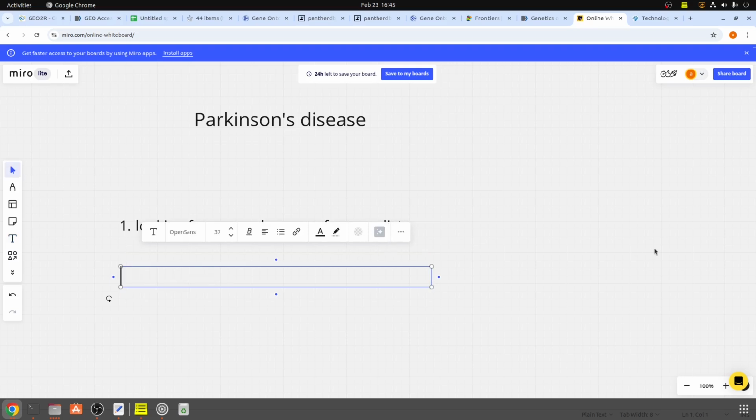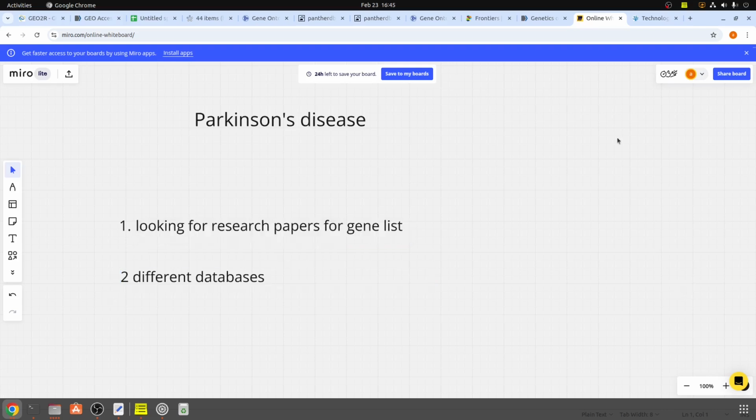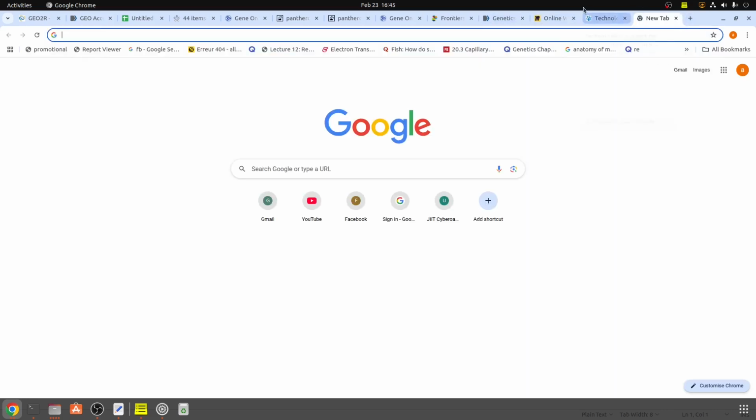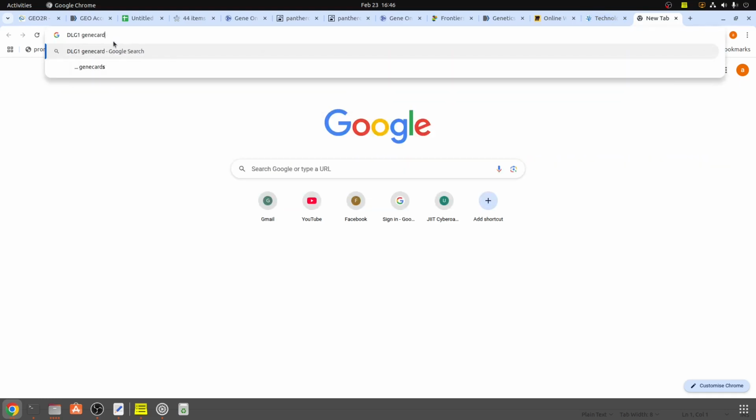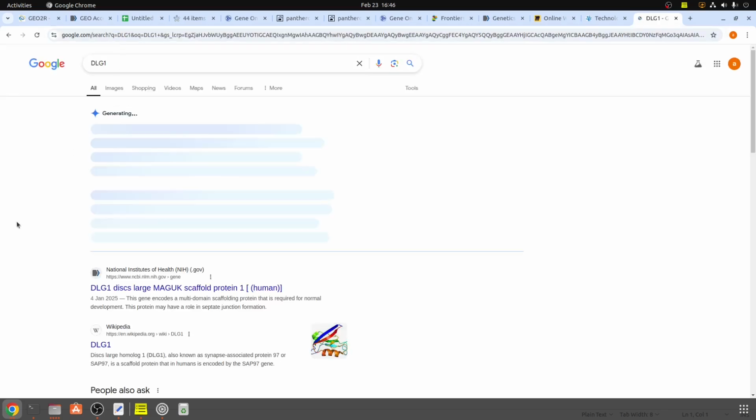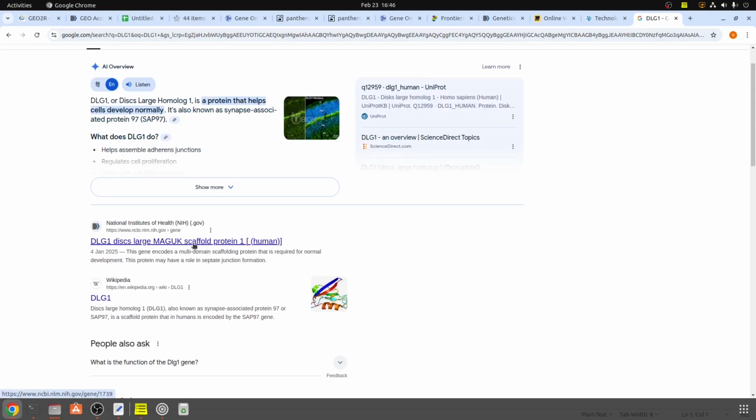Second is different databases. With the different databases, we have to find out the gene information, like whether that particular gene is associated with the particular disease. Suppose we are working on cancer, we can check whether the gene is associated with cancer or not. Suppose we are looking for the DLG1 gene, we can use GeneCards, or we can simply type DLG1 and look at how it is associated with other things.